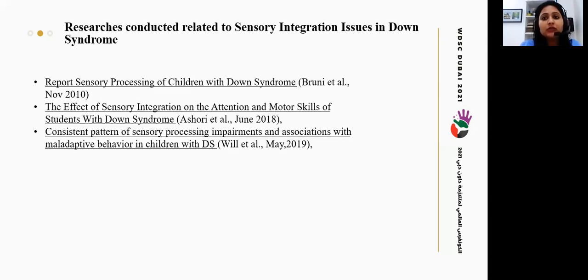Now, with regard to Down syndrome, there are also a couple of studies which show that sensory integration issues are there in Down syndrome children. The first one, Bruni and colleagues, done in November 2010, reported that sensory processing issues are there in Down syndrome children. One done in May 2019 exhibits a pattern of sensory processing impairment and association with maladaptive behavior in children with Down syndrome. And the one by Ashori and a colleague in June 2018 shows an effect of sensory integration on attention and motor skills of students with Down syndrome.